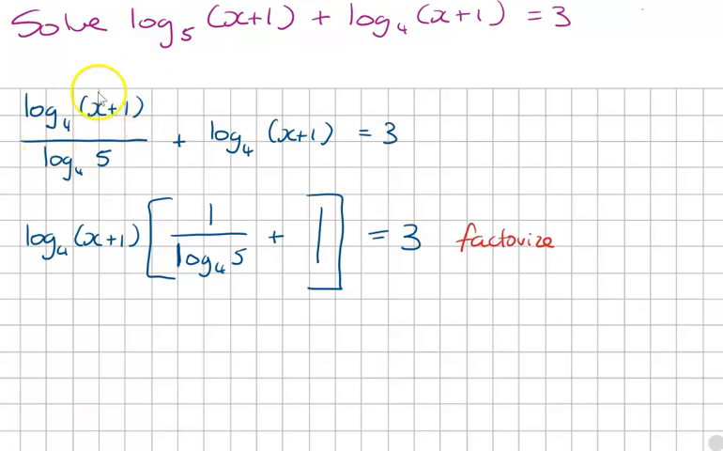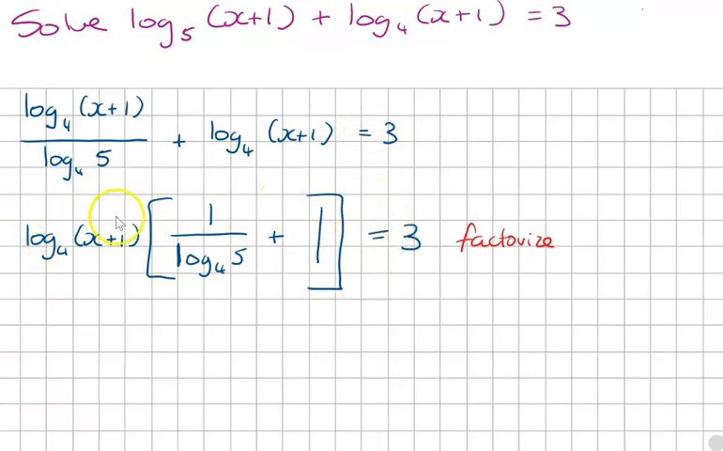If we take the first term, which is a fraction, we can see that the log base 4 of (x plus 1) is the numerator. So that's how we end up with 1 as our numerator, because obviously log base 4 of (x plus 1) divided by log base 4 of (x plus 1) gives us 1. And the log base 4 of 5 just stays the same as the denominator. So nothing changes with the denominator there. And then log base 4 of (x plus 1) divided by log base 4 of (x plus 1) again gives us 1. And that's all equal to 3.